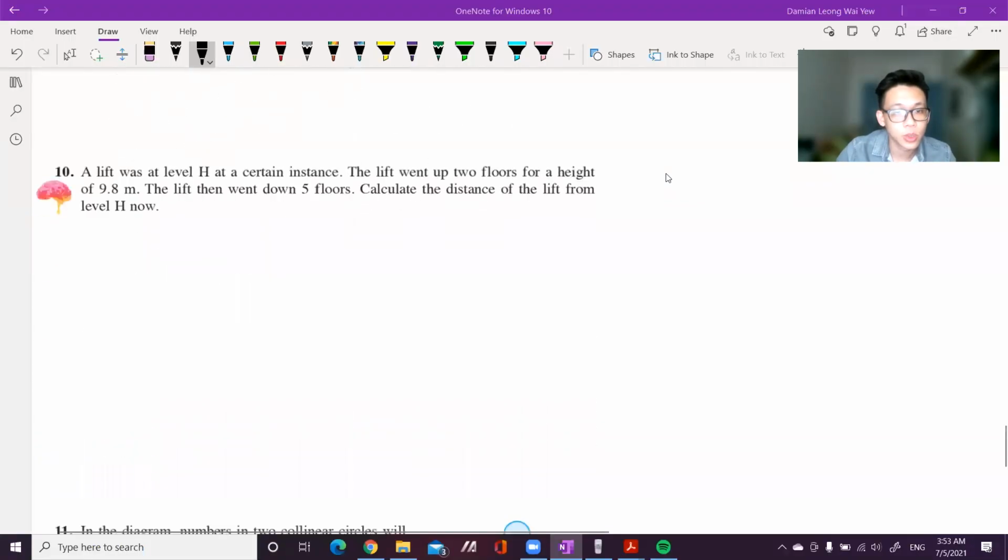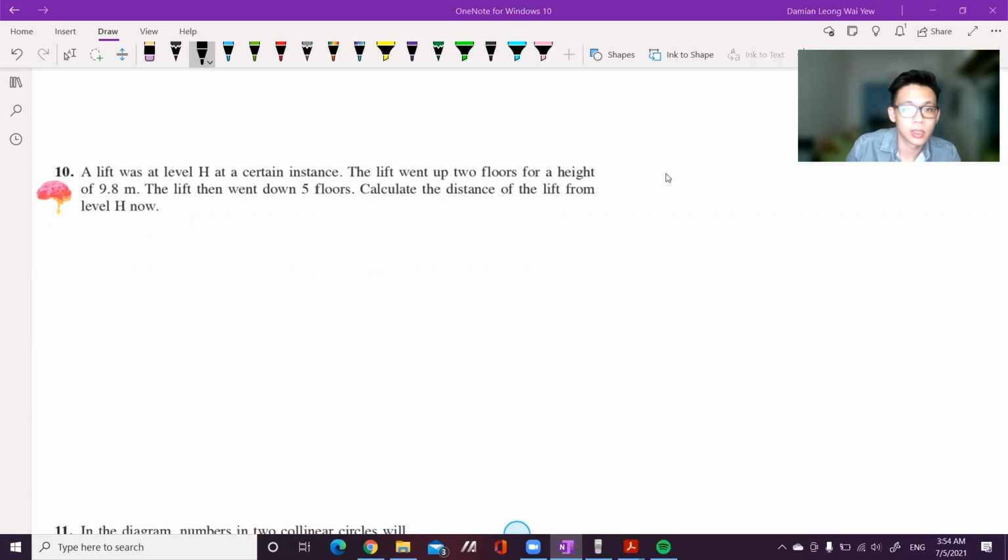Then we move on to question 10. A leaf was at level H at a certain instant. Certain instant means at one point, the leaf was at level H. Then the leaf went up 2 floors for a height of 9.8 meters. The leaf then went down 5 floors. Calculate the distance of the leaf from level H.